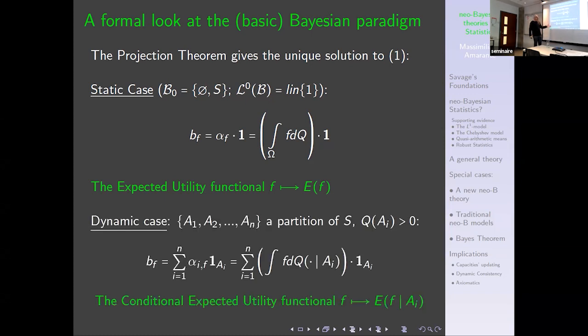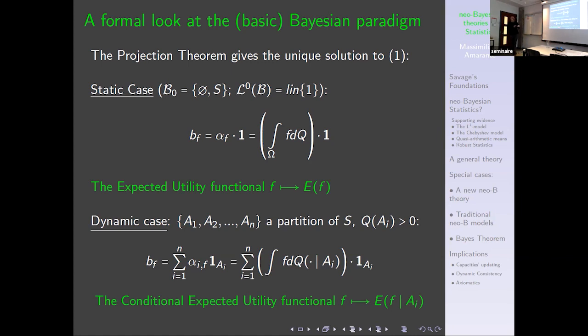What happens in the dynamic case? Okay, the case, as you certainly know, is this one, where this is a partition of S of non-zero probability events. What is the best approximation? You know that it's this simple function here. This simple function is the conditional expectation of f on the subalgebra generated by these events. Okay, and so this produces the conditional expected utility function. F is associated to this evaluation with an AI. Okay, it's familiar?